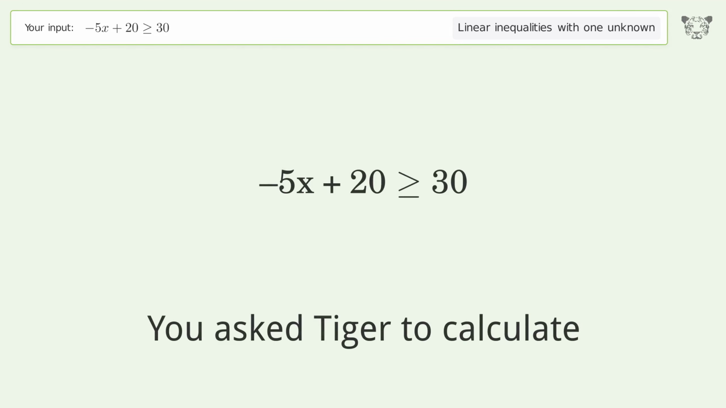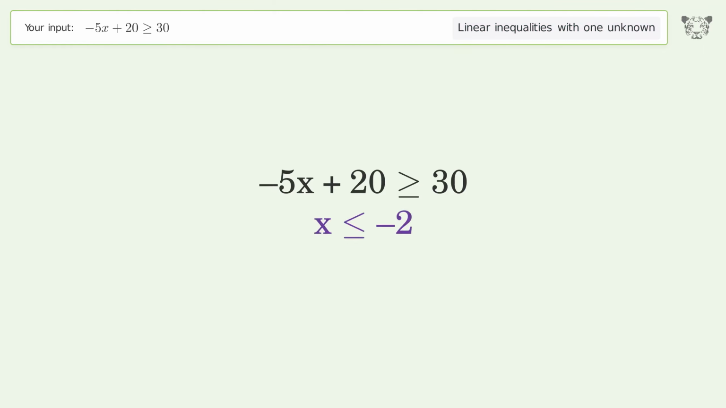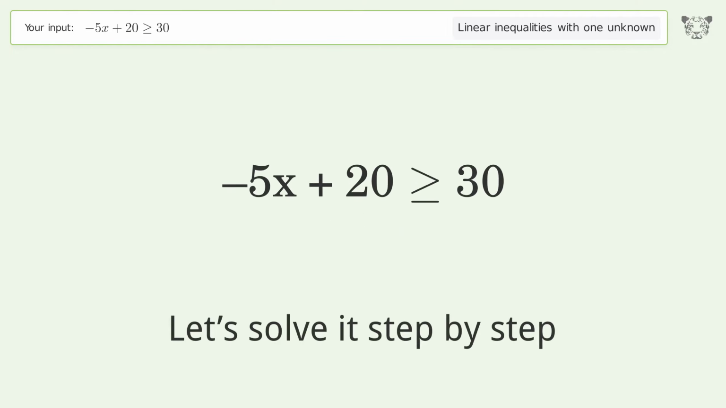You ask Tiger to calculate. This deals with linear inequalities with one unknown. The final result is x equal or smaller than -2. Let's solve it step by step.